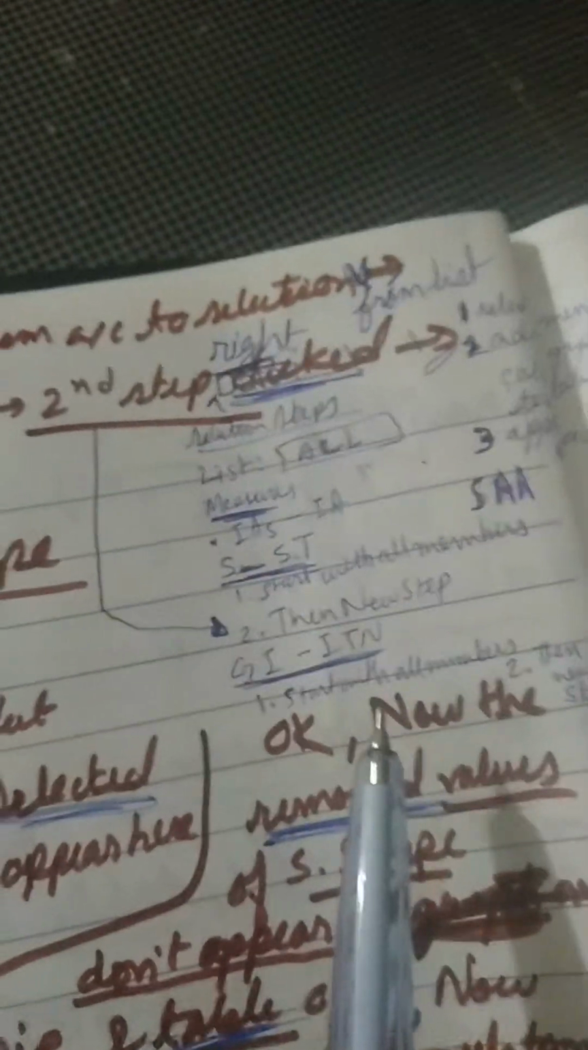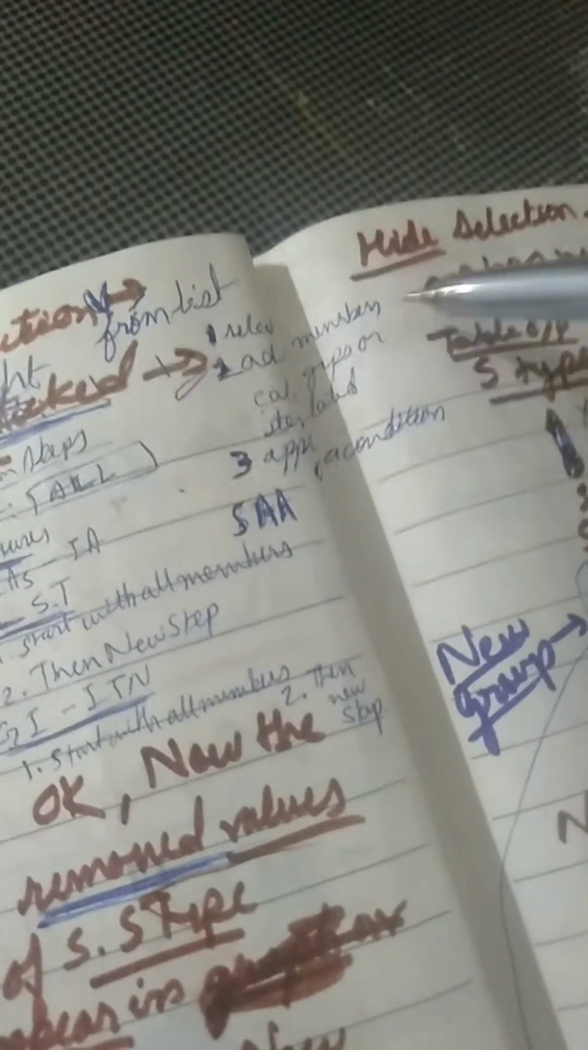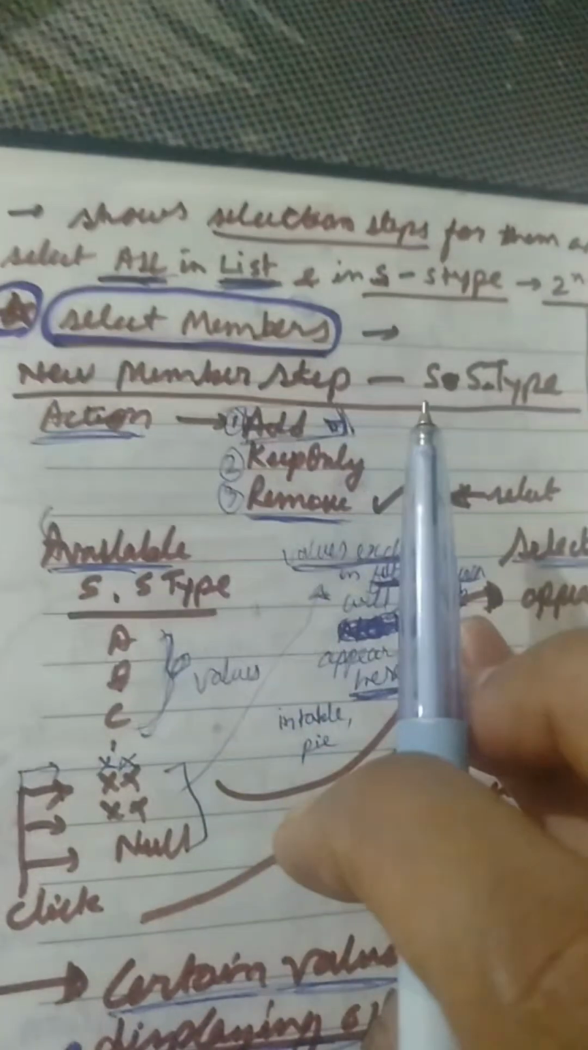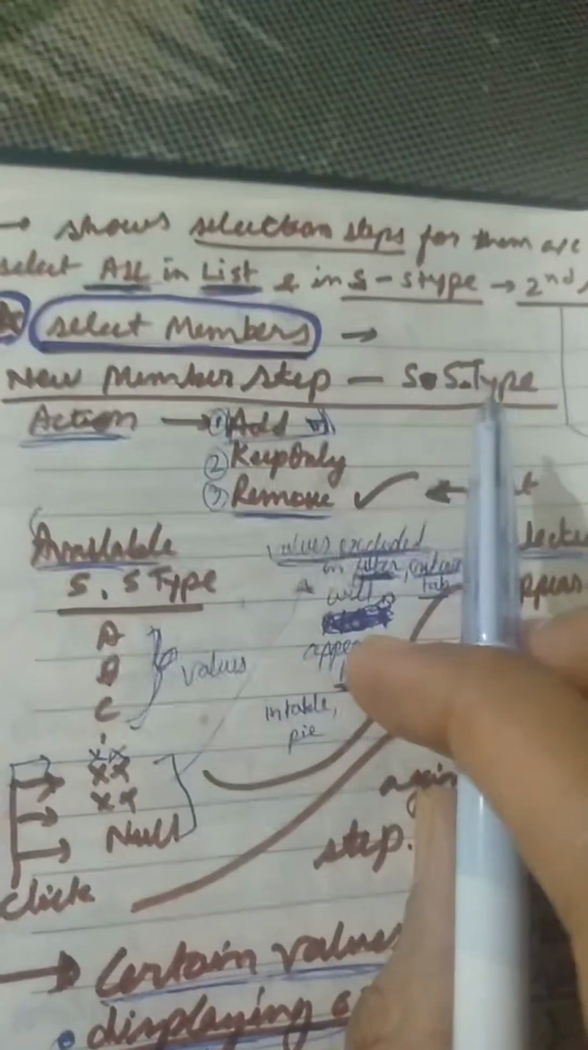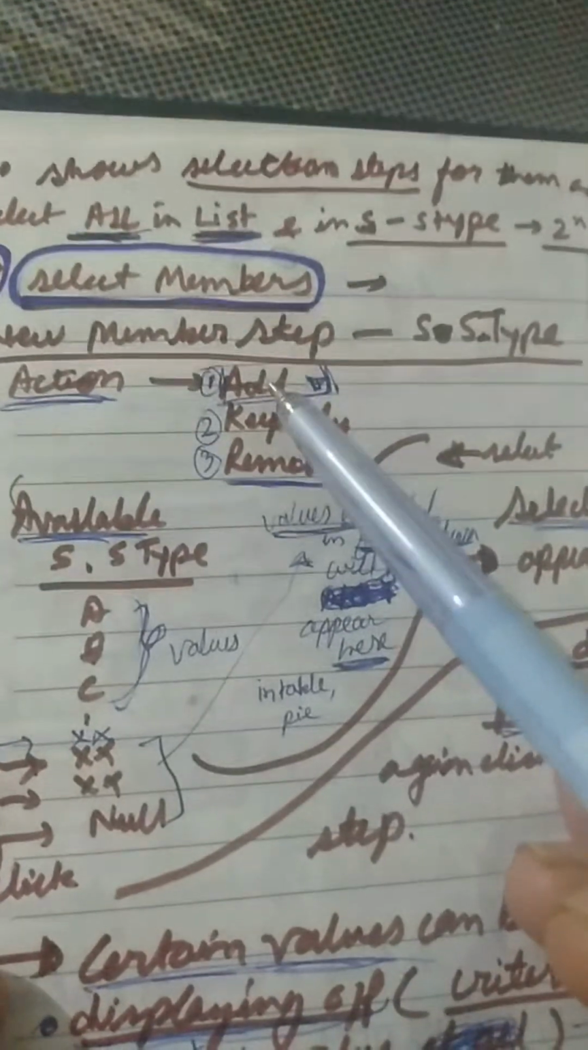Okay, so you have to click on that step wherever the new step is present, right click on that, and select any one value among select members, groups. So right now I am telling you the example for select members. Once you click on select members, this appears, new member step for supplier type from supplier. So I have to select an action here. What action I can select is, you have add, you have keep only, and you have remove.